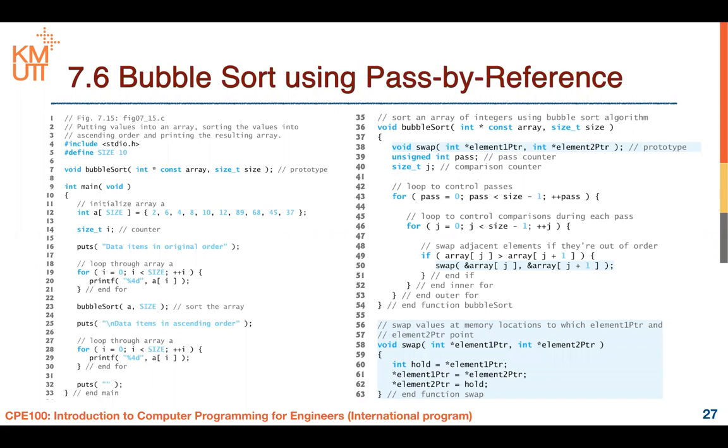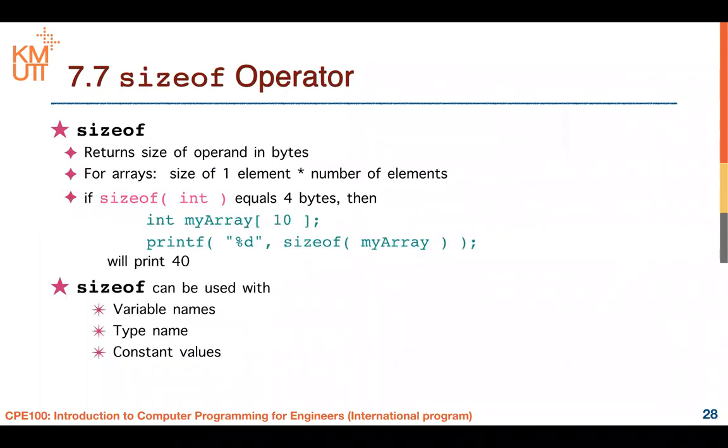So this is the application of pass by reference and passing an array into a function. The next topic is that if you want to know the size of something, for example, the number of bytes for an integer, you can just use the function sizeof. Sizeof returns the size of the operand or the variable, or even of a type. For example, sizeof integer equals 4 bytes.